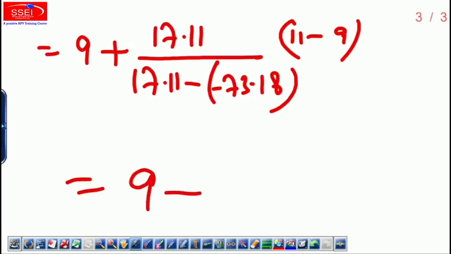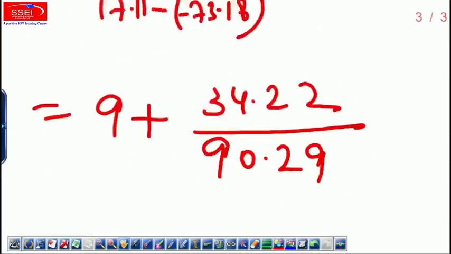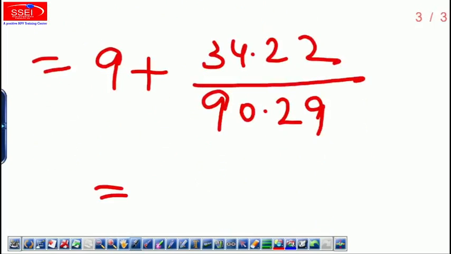So it's 9 plus, this is 2 into 17.11, 34.22, divided by, what's the denominator? 17.11 plus 73.18, that is 90.29. Okay. So 34.22 by 90.29 plus 9. It's coming to 9.38% approximately.